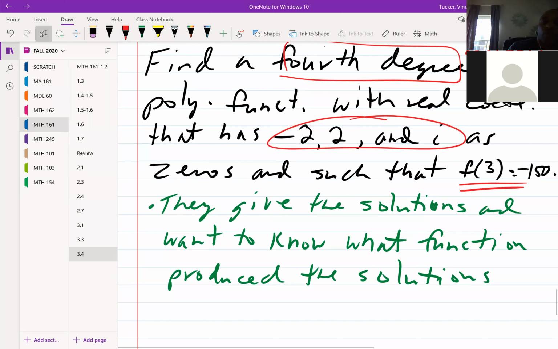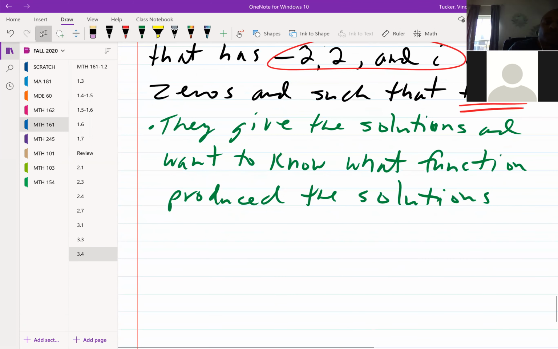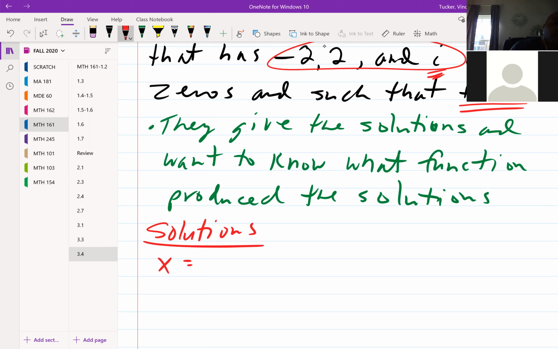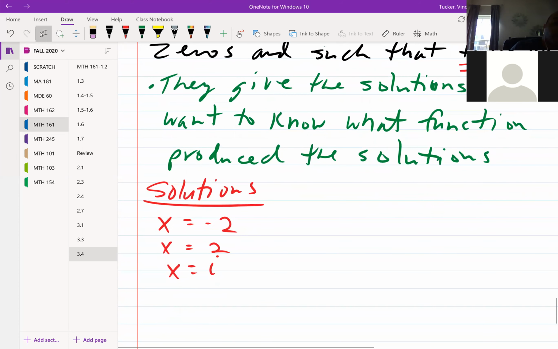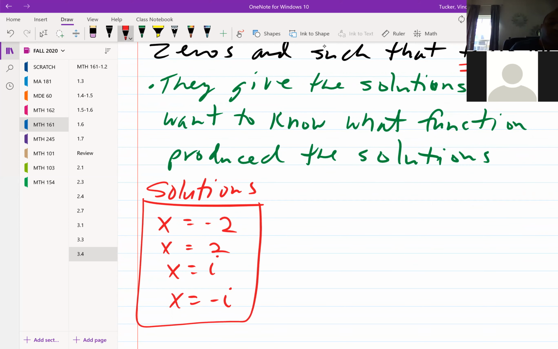We want 4 solutions. We only have 3, but remember what we just finished looking at, the complex conjugate theorem. When I look at my solutions, x is equal to negative 2, x is equal to positive 2, x is equal to i, and then also x is equal to negative i. Those are my 4 solutions.